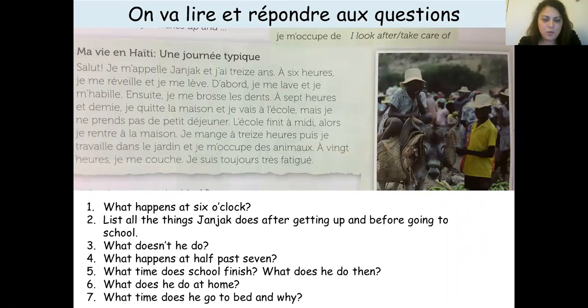Now I would like you to read this text and to answer the questions in English. So please look at the text, look at the questions, obviously that's going to help you in trying to find out where in the text you need to look. So for example, the first one, what happens at 6 o'clock, translate in your mind 6 o'clock. Then find that in the text, and then you will have your answer around there. Use obviously the new vocab, but there could be some cognates as well that you know. So please pause this video, answer these 7 questions in English in your book.